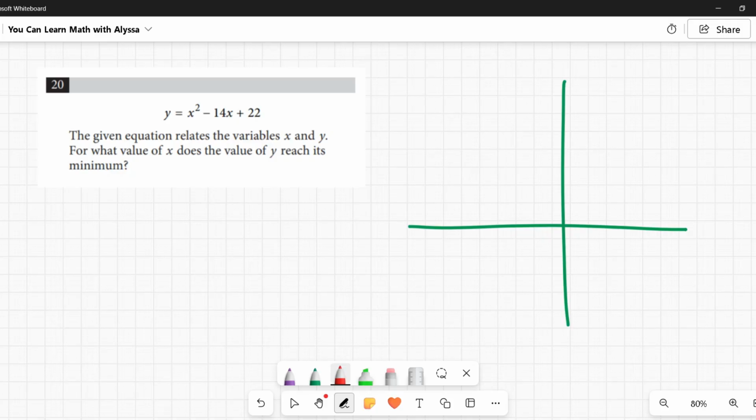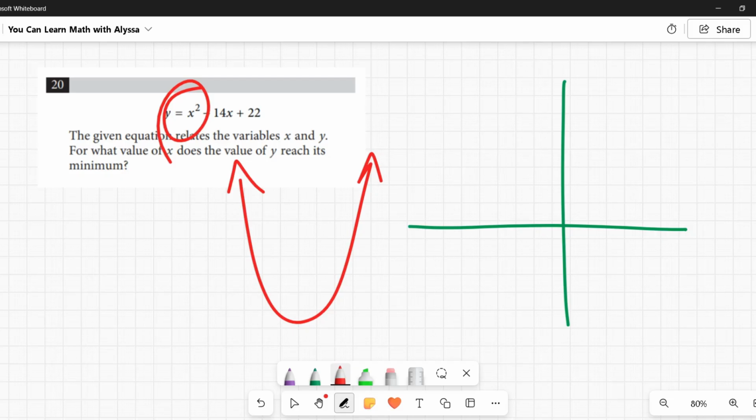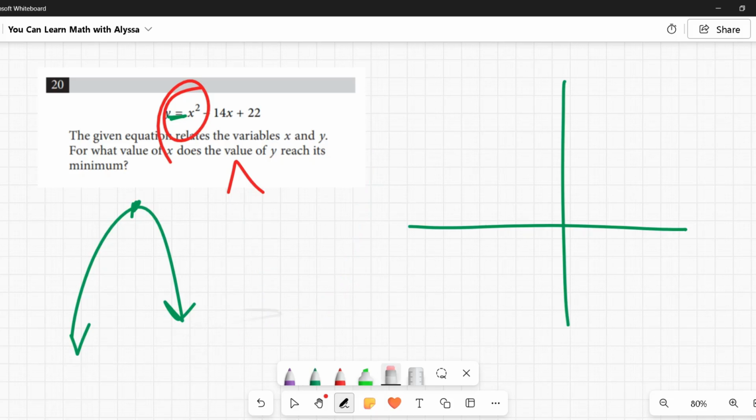So if you have a graph and you're trying to find where it reaches its minimum, we know it's a minimum because this first x squared is positive. That means it's a parabola. An x squared is a parabola. Positive x squared means it opens up. If this were a negative x squared, it'd be opening down, and then we would have a maximum, not a minimum.